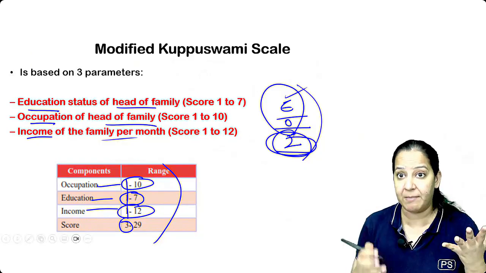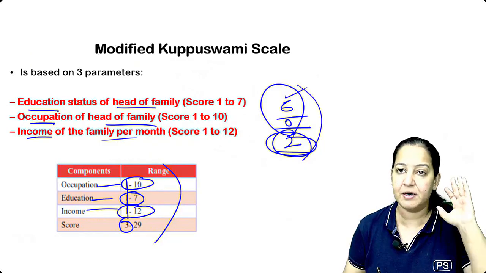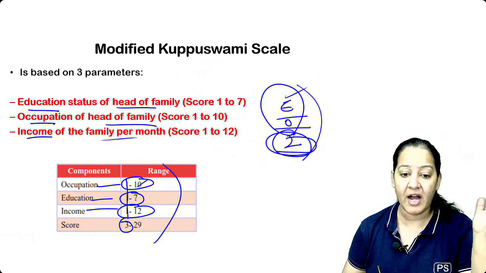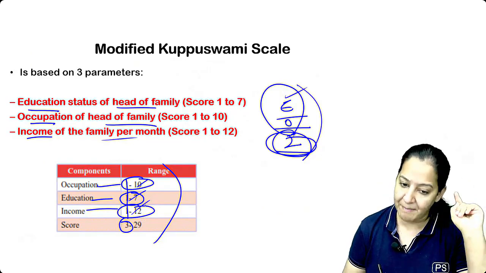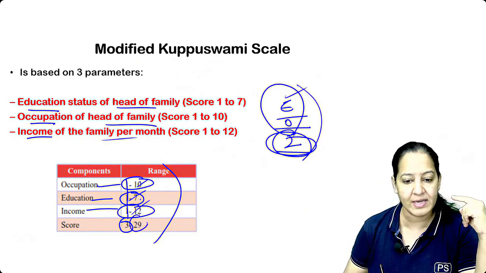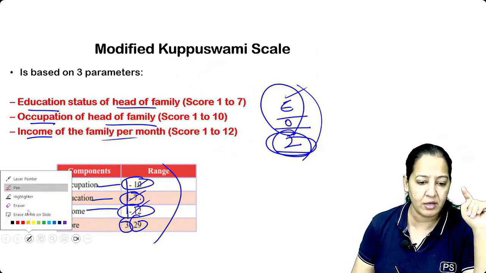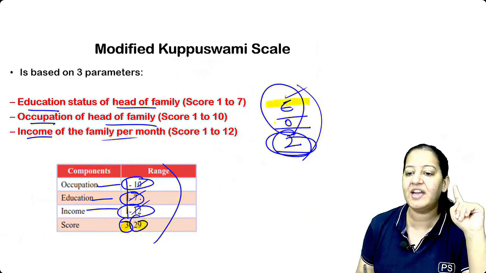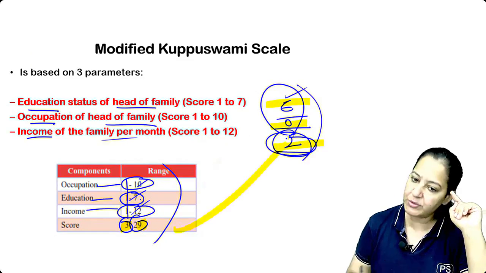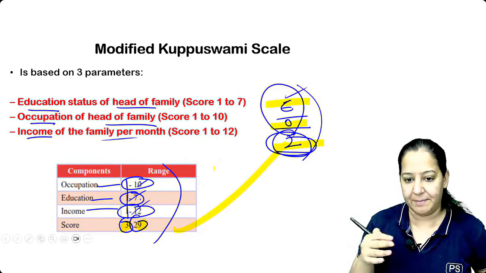And there is a best family in which the head of the family is a professor, highly qualified, PhD, and the income is also very good. So the maximum is 10 plus 7 plus 12, which is 29. I want you to learn the range. So the minimum score is 3 and the maximum is 29. It is based on EOI. That's it. The question will come on this. Based on that, you do the sum.